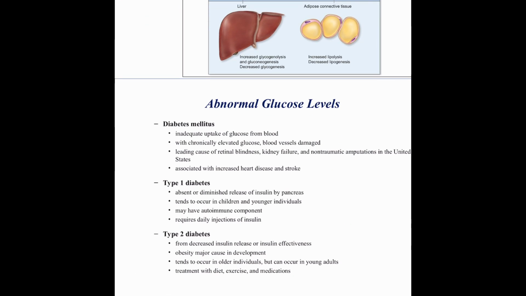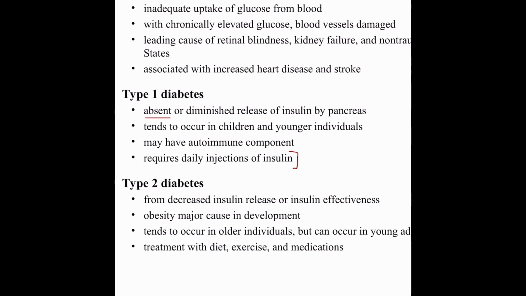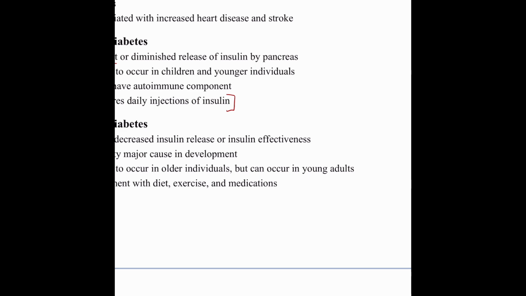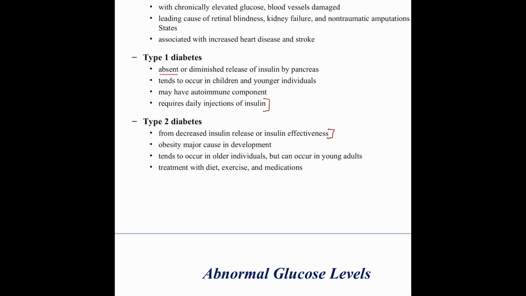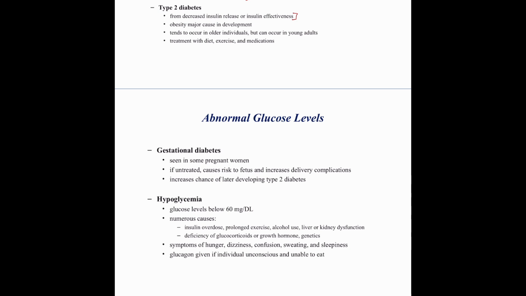So these are the abnormal levels of glucose associated with these types of diabetes. Again, know these, please. So here, type 1 diabetes absent, meaning you were born without the release of insulin. Tends to occur in children or younger individuals, have autoimmune component, and they require daily injections of insulin. So these are decreased insulin release or insulin effectiveness, right? So this was that sensitivity. I believe it was downregulation. Obesity, major cause in development, tends to occur in older individuals but can occur in young adults. Treatment with diet, exercise, medications, right? So type 1 needs insulin, type 2 does not. So I may have said the opposite earlier, but just to correct that.